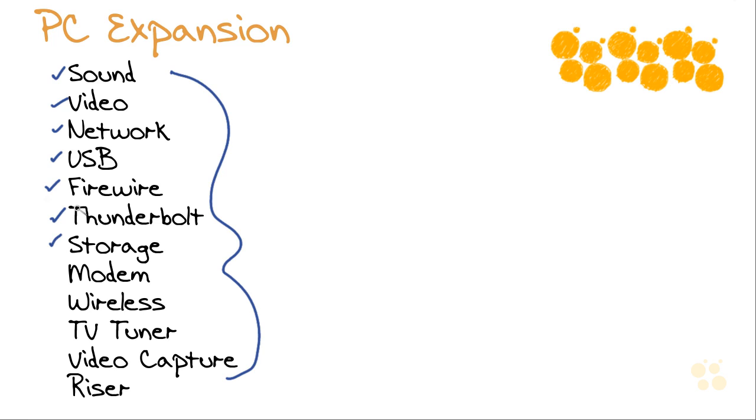Maybe there's storage right on the card. Maybe there's modem capabilities or cellular or wireless capabilities. Maybe we want to plug in a TV. Maybe we want to capture video through the expansion of one of these cards. You're getting the idea here. Your PC begins to take on different functionality and different purposes for you based on its expandability.